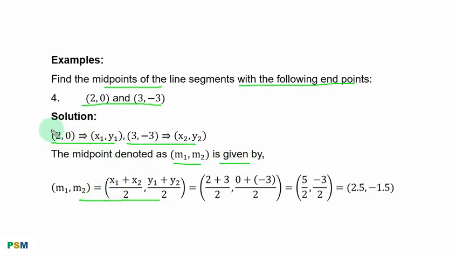From here, this is X1 plus X2 divided by 2. That is 2 plus 3. When you come here, Y1 is 0 plus Y2 is minus 3 divided by 2 in this form. You have it in this form, and that is 2.5 comma minus 1.5.